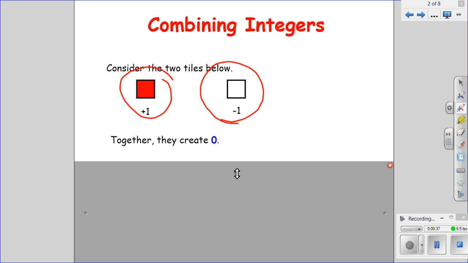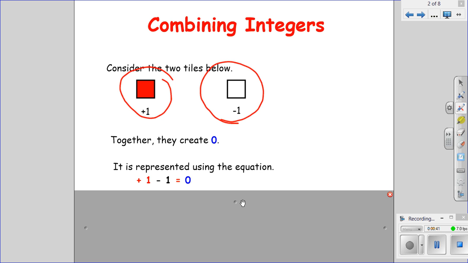Okay? Mathematically, we can write it as the equation +1 for the red, -1 for the white tile, and it equals 0. So if you notice, they are opposites. When you combine opposites, you get 0.